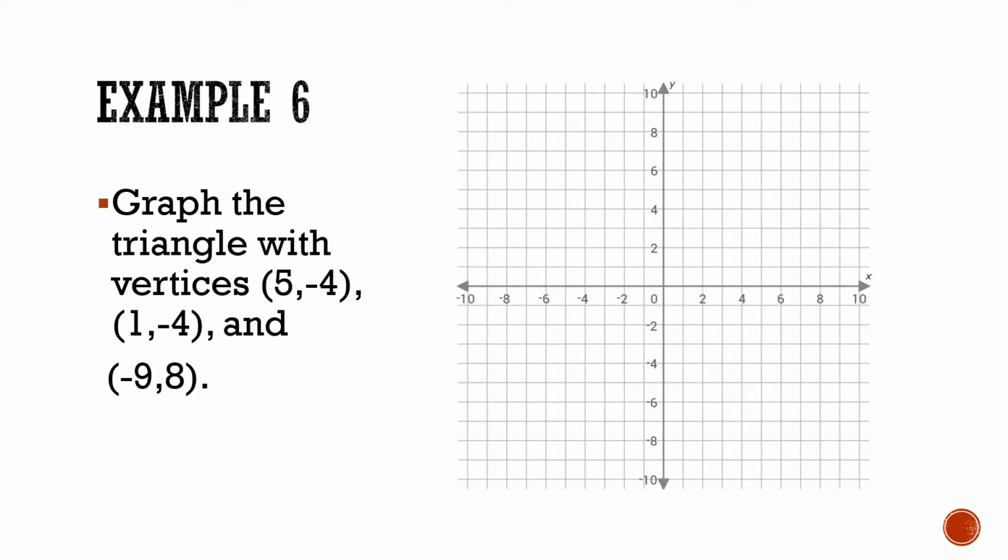Okay, we're graphing a triangle this time. 5, -4 means we go over 5, down 4. 1, -4 means we go over 1 and down 4. And -9, 8. So we'll go backwards 9 and then up 8.